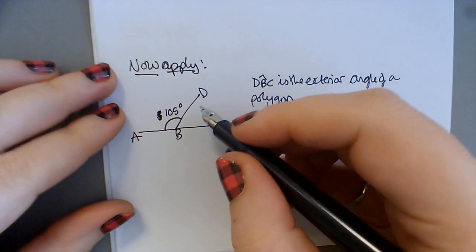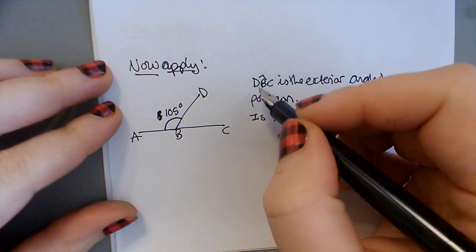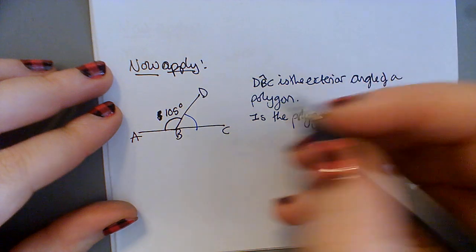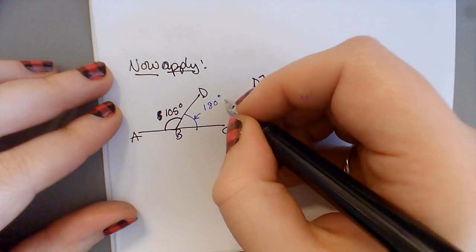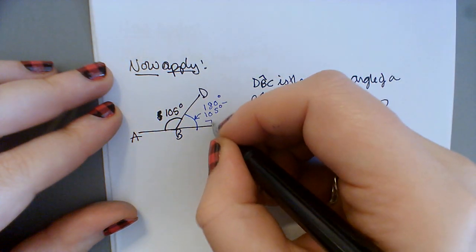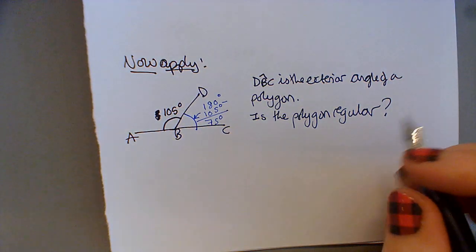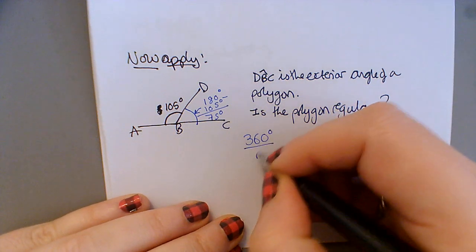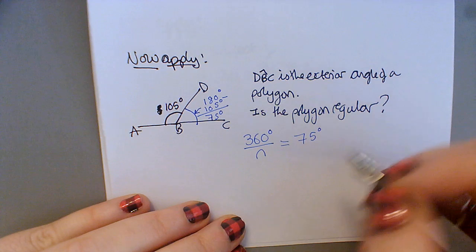Okay, this one's a little bit trickier. Here, we haven't got the exterior angle, because it says again, this is the exterior angle, this is the interior angle. So to work this out, we'll do 180 degrees minus 105 degrees. So this angle is 75 degrees. So I'll do the exact same thing. The total of the exterior angles divided by the number of sides, if it's regular, will equal 75 degrees.